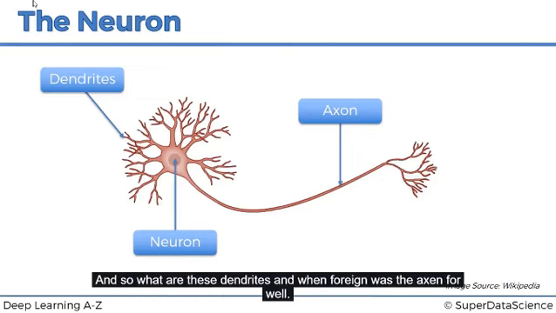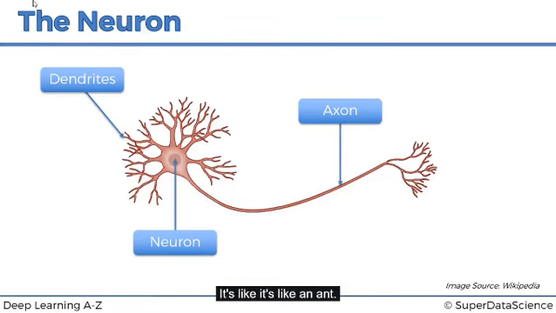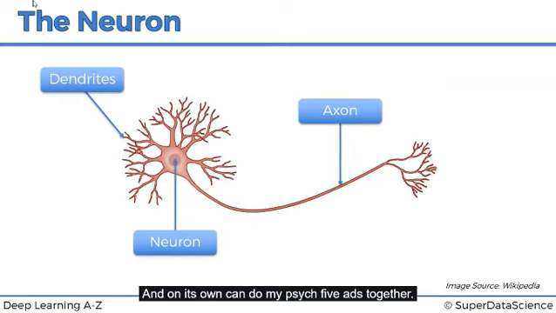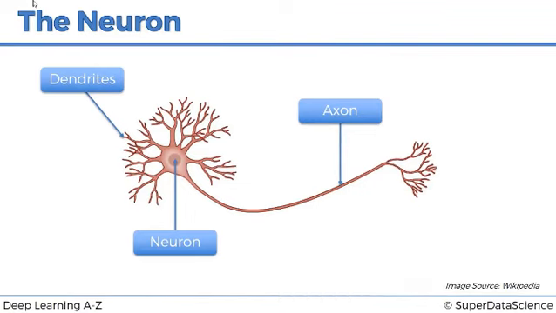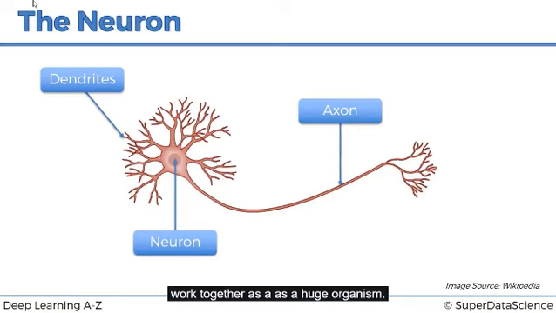And so what are these dendrites for, and what's the axon for? Well, the key point to understand here is that neurons by themselves are pretty much useless. It's like an ant, right? An ant on its own can't do much. Like 5 ants together, maybe they can pick something up, but again, they can't build an anthill. They can't establish a colony. They can't work together as a huge organism.